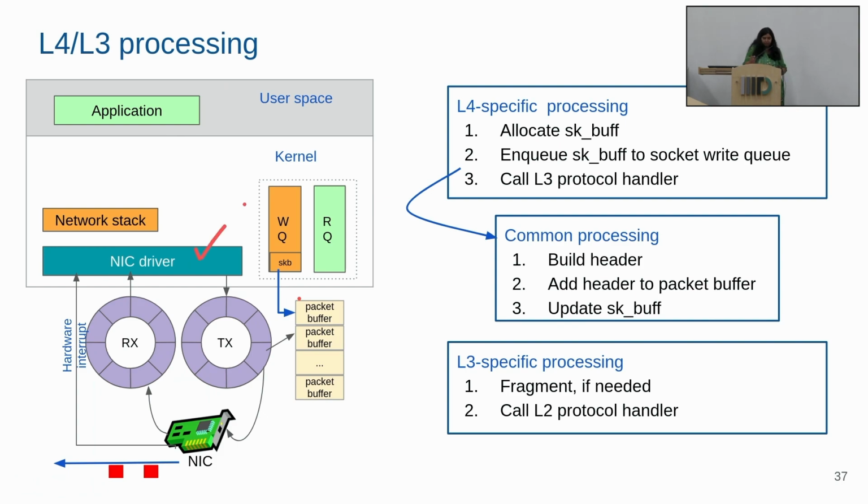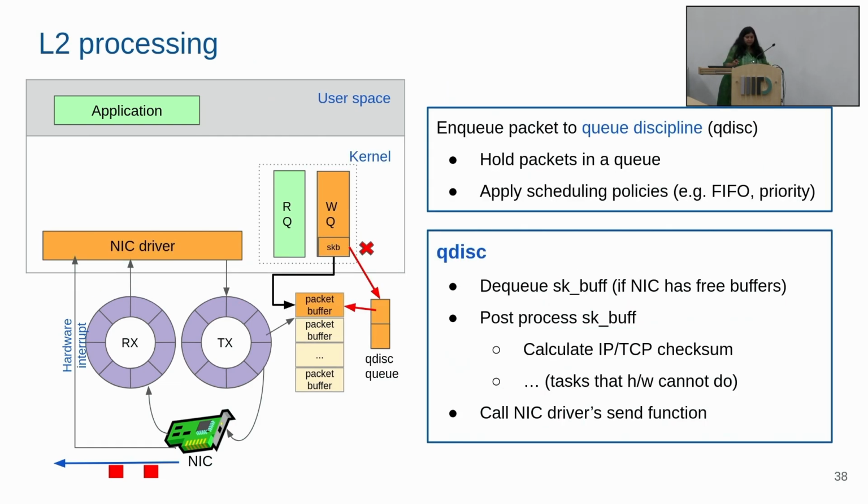Yeah. So for L2 processing, the NIC driver will be involved. What's the job? Currently, data is pointed to in the write queue, and the data is present in the packet buffer. Now we also want to push that data into the TX ring buffer. That's the job of the network driver. But before that, the driver does some more things also. So let's understand that.